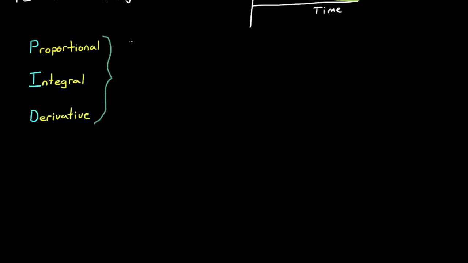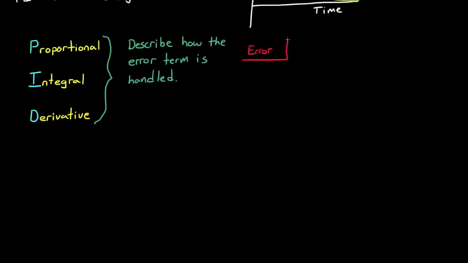Each of these terms describes how the error term is treated prior to being summed and sent into the plant. In one of its block diagram forms, a PID controller can be written like this. In the proportional path, the error term is multiplied by a constant Kp. In the integral path, the error is multiplied by Ki and then integrated.